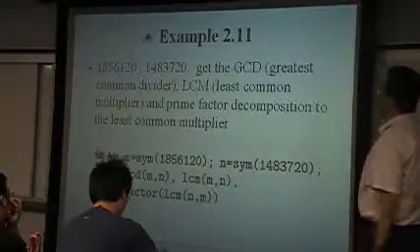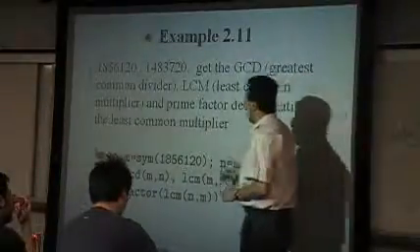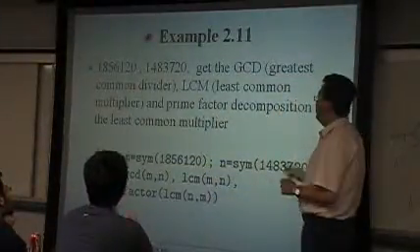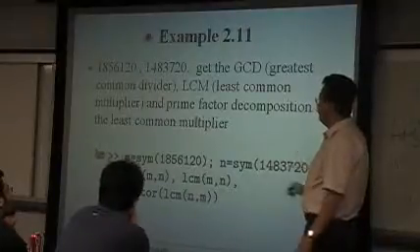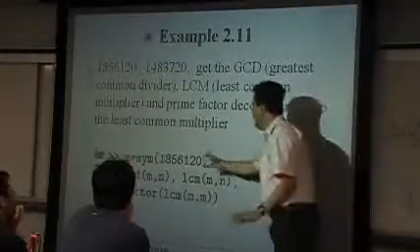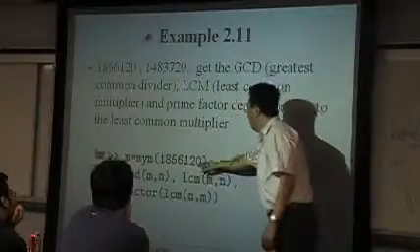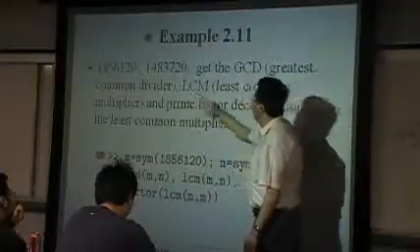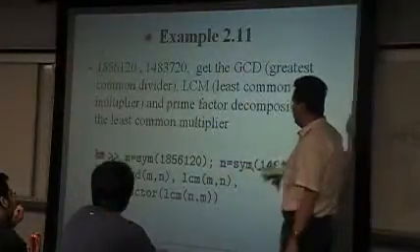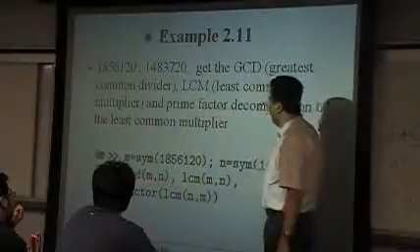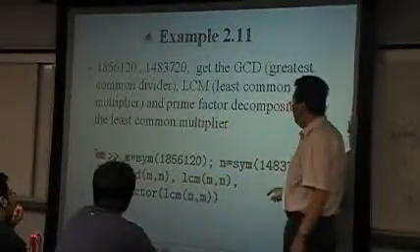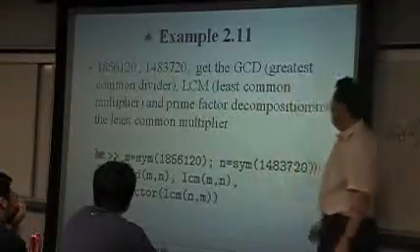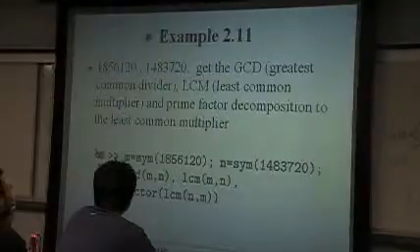To solve this problem, we first have to convert them into symbolic variables. Otherwise, there might be some errors in the variable computation for large numbers. For small numbers, it should be okay. But for large numbers, we better use the symbolic computation part. So we can extract m and n, the two numbers. Then we can give the command to find the greatest common divisor and LCM. And then if we find the LCM, we can call the factor function to find the factorization of them.